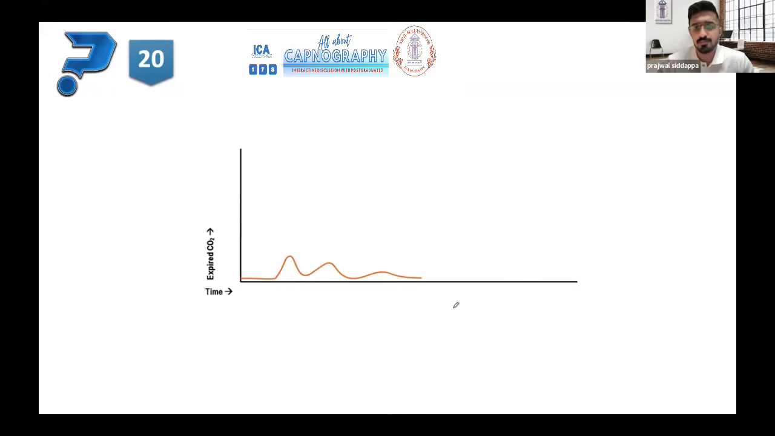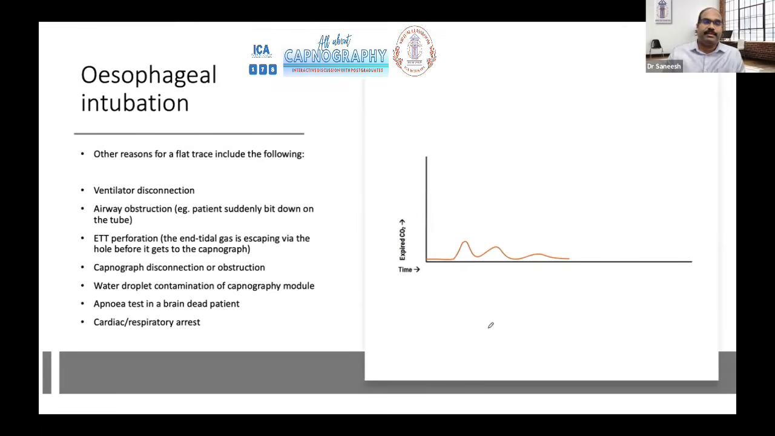Then it's probably an esophageal intubation, because since it was done in the emergency department, it's probably done in a hurry and the patient wasn't as well relaxed, or it could be a multitude of reasons, but probably an esophageal intubation. Yeah, the first thing you consider is esophageal intubation. Other possibilities are ventilator disconnection, airway obstruction, problems with the ET tube.